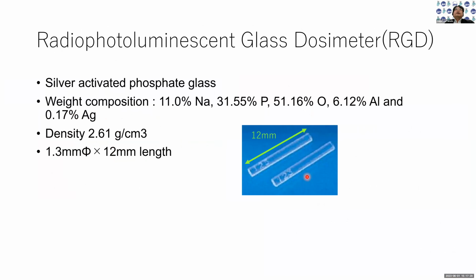The radiophotoluminescent glass dosimeter RGD is a silver activated phosphate glass, and the density is 2.61 gram per cubic centimeter. This means that RGD is not water equivalent, and the size is 1.5 millimeter in diameter, and the length is 12 millimeter.